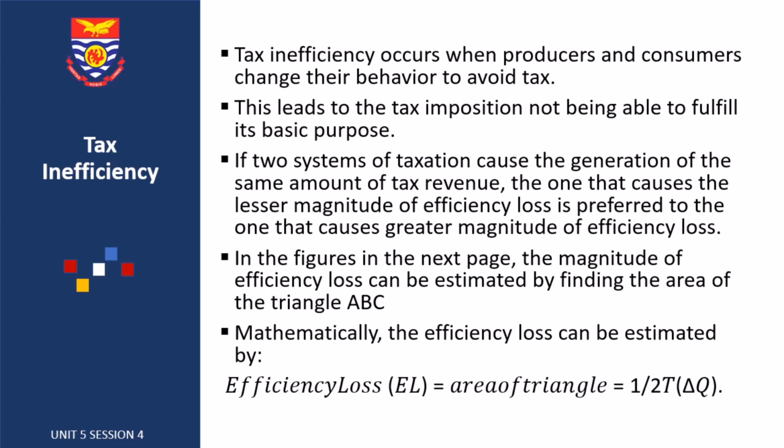If two systems of taxation generate the same amount of tax revenue, the one that causes the lesser magnitude of efficiency loss is preferred to the one that causes greater magnitude of efficiency loss. So assuming the government introduces two taxes, and one causes greater efficiency loss and one causes lesser efficiency loss, basically the government will go with the one that causes less efficiency loss. So we are going to look at how to compute these efficiency losses, and the revenue that the government loses from these efficiency losses, and how the government can consider dealing with them.